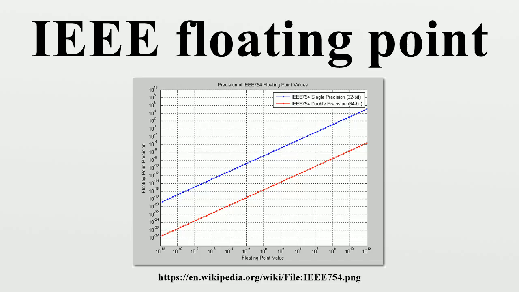The figure below shows the absolute precision for both the binary32 and binary64 formats in the range of 10^-12 to 10^+12. Such a figure can be used to select an appropriate format given the expected value of a number and the required precision.